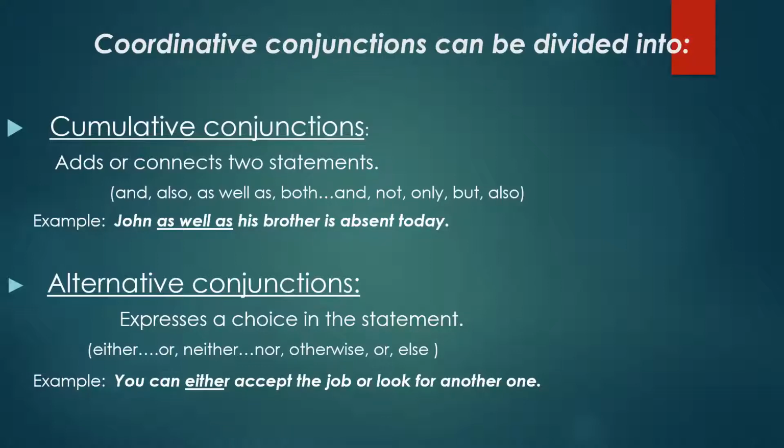Now alternative conjunctions. They express a choice in the statement. Like in this example, you can either accept the job or look for another one. Either helps us to express a choice in this sentence. Most commonly used alternative conjunctions are either-or, neither-nor, otherwise, or else.